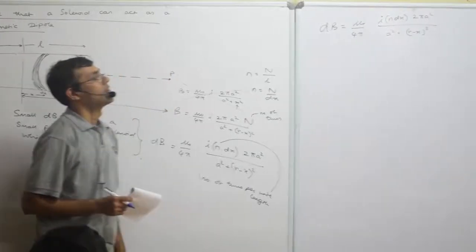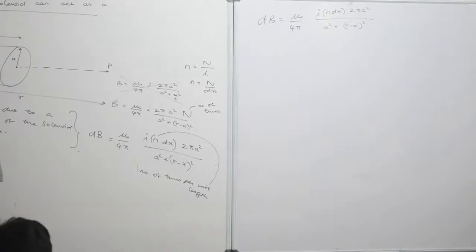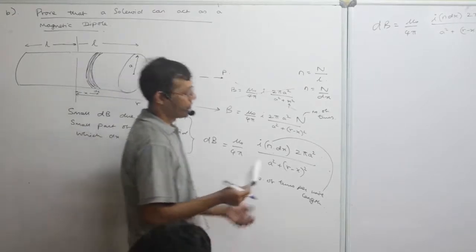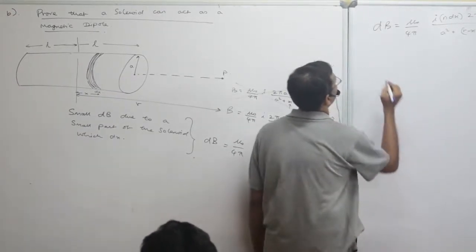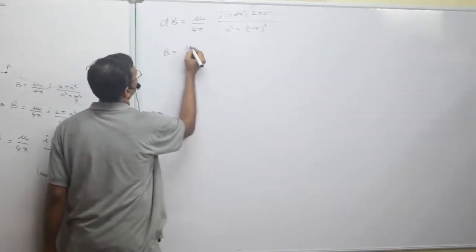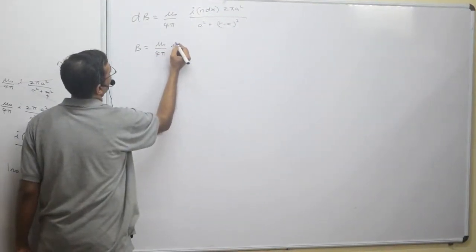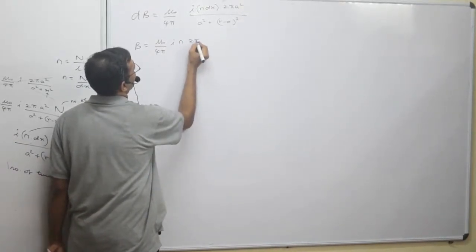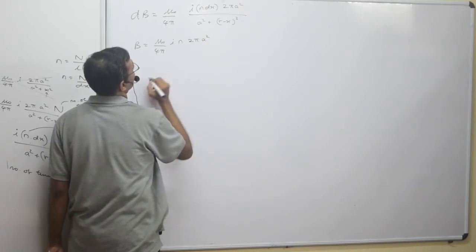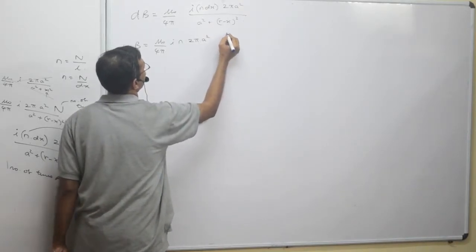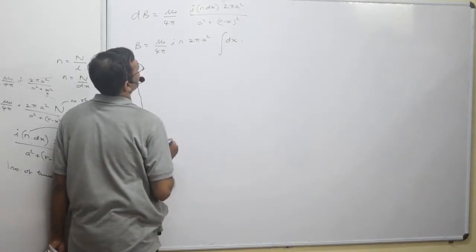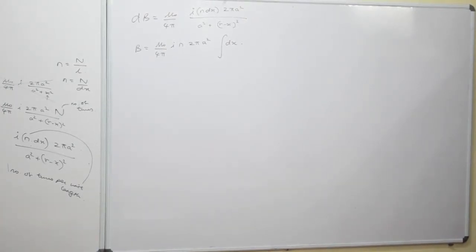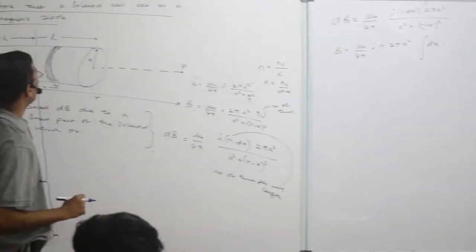So basically, whenever you have dB, if I want the total magnetic field, what should I do? I should integrate, right? So that means I will get B is equal to integral of this. So mu naught by 4 pi is a constant, current is a constant, number of turns n is a constant, 2 pi is a constant, a squared is a constant, radius, right? Only the dx is changing. dx.